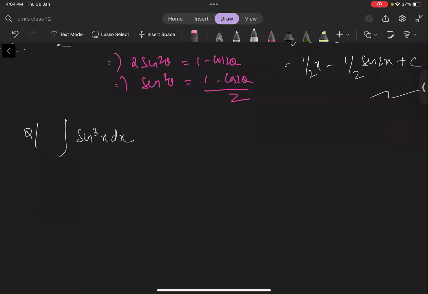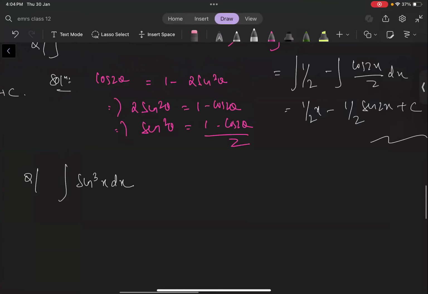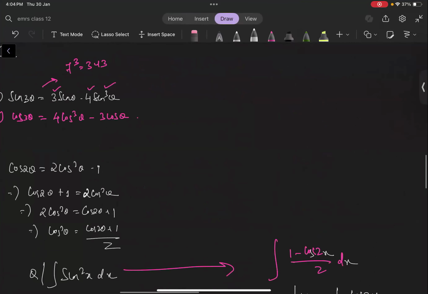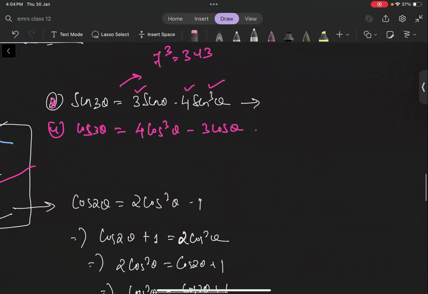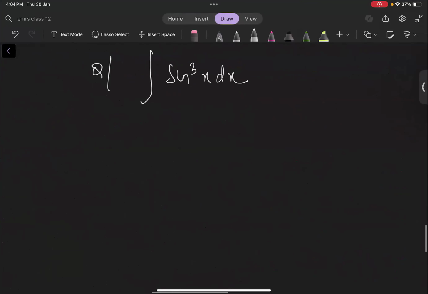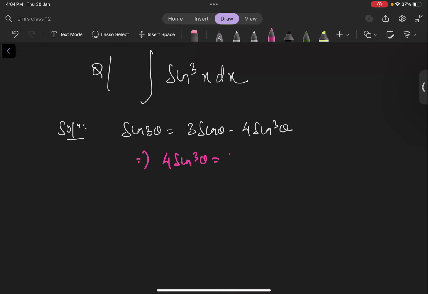So here also you can use the identity of sine 3 theta. Now it's not necessary that questions will be straightforward. You will have to use this identity. I'm writing it again. Sine 3 theta is nothing but 3 sine theta minus 4 sine cube theta. You can remember this trick, 3, 4, 3, 7 cube. Now let's arrange this. This will give me 4 sine cube theta equal to 3 sine theta minus sine 3 theta.